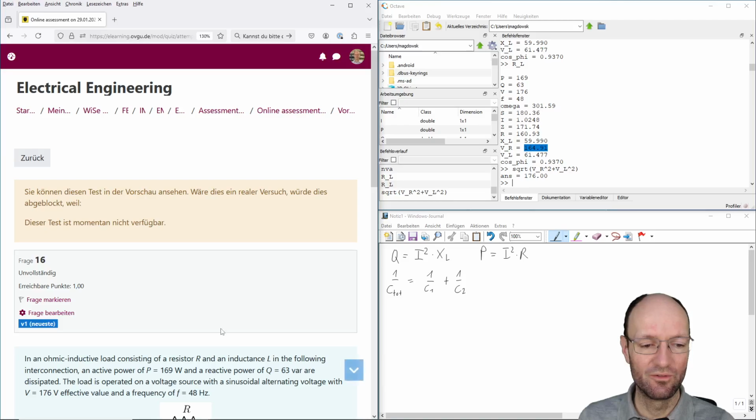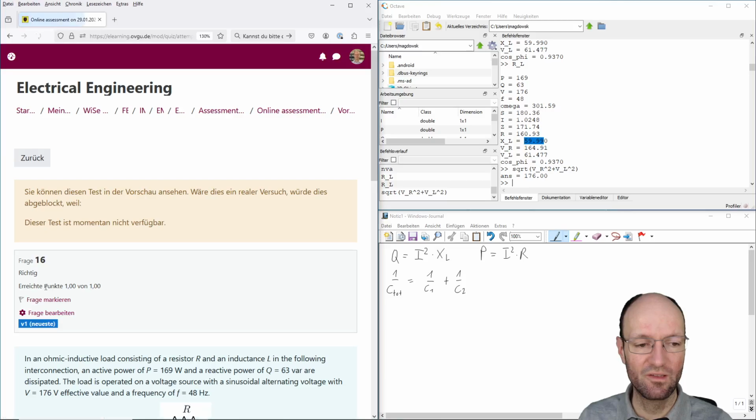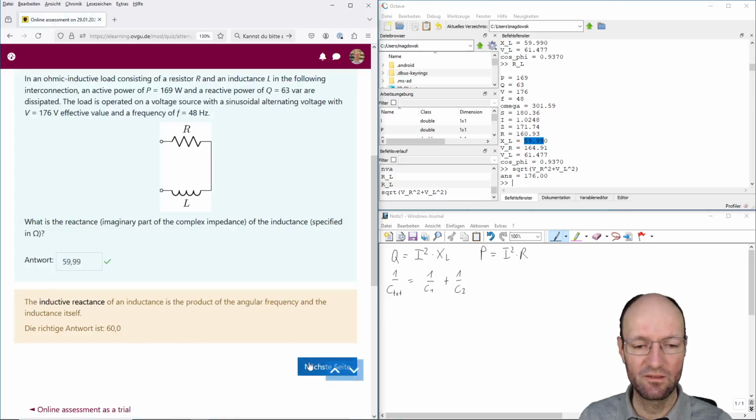Next question. And we have half of the questions already. What is the reactance of the inductance? And this is something that we had also already calculated. 59.99, or I could probably also just enter 60. And that's the right answer.